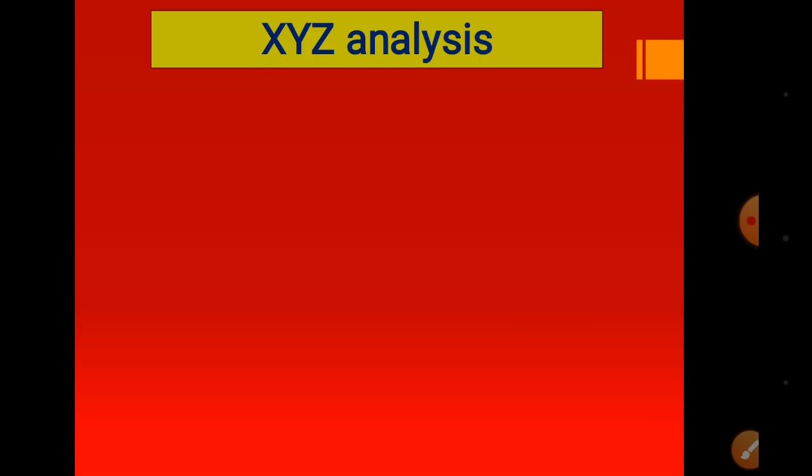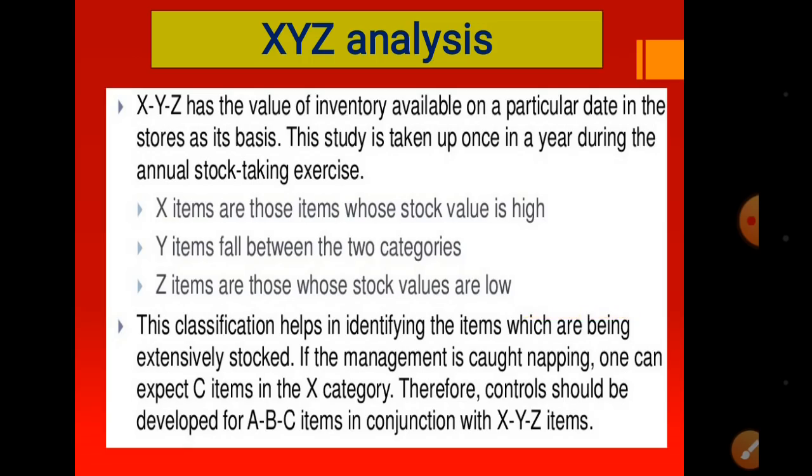XYZ analysis: XYZ has the value of inventory available on a particular date in the stores as its basis. This study is taken up once in a year during the annual stock taking exercise. X items are those items whose stock value is high. Y items fall between the two categories. Z items are those whose stock values are low.